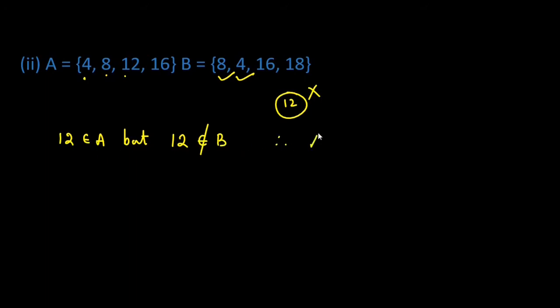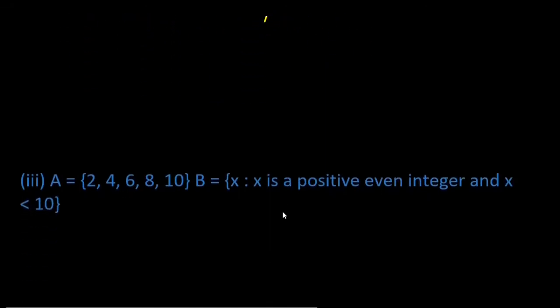Therefore, A is not a subset of B. As A is not a subset of B, A is not equal to B. So we need not check the other way. Once A is not a subset of B, A is not equal to B. So next let us see the third one.